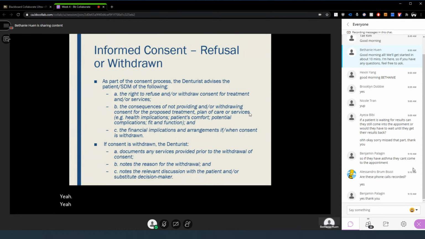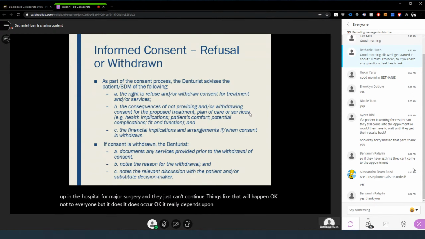It really is a case-by-case basis, Itzia, because if you've already done a try-in and the patient's just like, you know what, I can't do this, I just don't want to do it. Or, things happen. They end up in the hospital for major surgery and they just can't continue. Not to everyone, but it does occur. It really depends upon what stage you're at, because if you were only at border molding and this happened, you would be starting over a new case. That's why it really depends on a case-by-case basis, and we work with you on that. All right. Thank you.